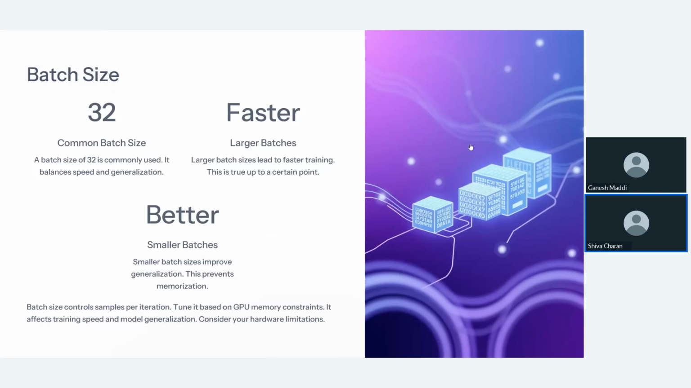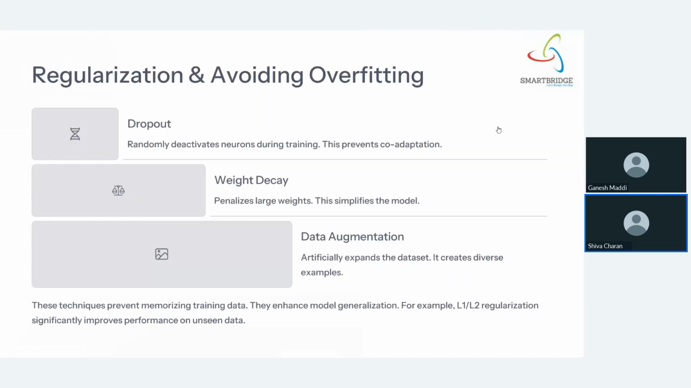So I hope you have gone through this slide. So regularization and avoiding overfitting. What is overfitting, guys? What is overfitting? Dropout is nothing but randomly deactivating neurons during training, which will prevent co-adaptation.